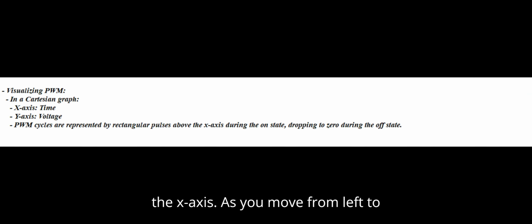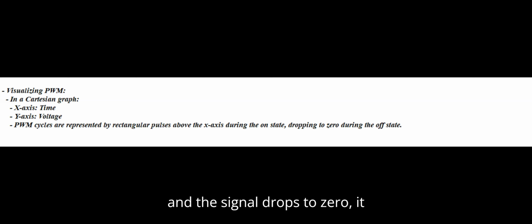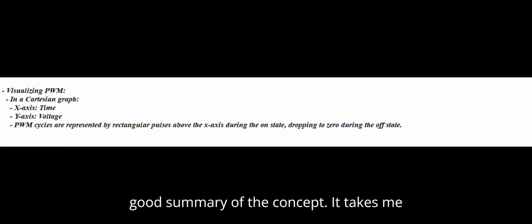As you move from left to right on the x-axis, you encounter successive rectangles that show when the signal is on and off. When the rectangle is above the x-axis, it signifies that a positive voltage is applied to the load, allowing it to receive power. Once the rectangle ends and the signal drops to zero, it indicates the off state during which no power is delivered. There are variances and nuances to consider, but this is a good summary of the concept.